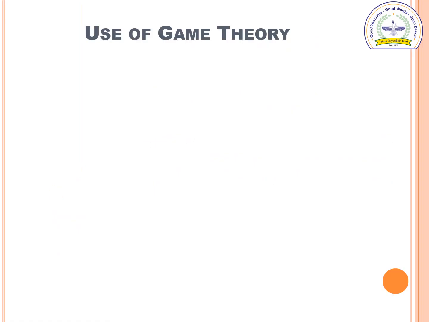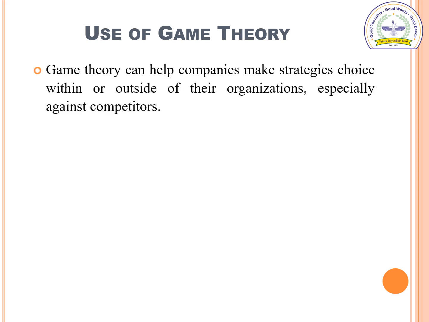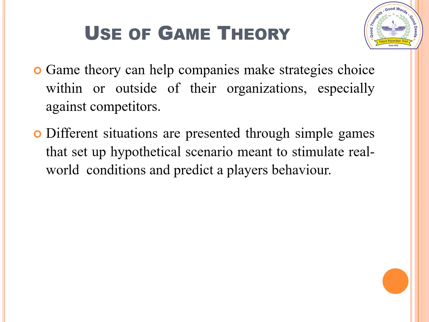Now, let us understand the use of game theory. Game theory can be used to better understand and analyze existing situations wherever there are limited resources, different decision options, different outcomes from different choices, and the probability of collaboration or competition between players. Game theory can help companies to make strategy choices within or outside of their organizations, especially against competitors. Different situations are presented through simple games that set up hypothetical scenarios. It means to simulate real-world conditions and predict player behavior. Game theory can help to predict how people behave when they are in competitive situations.